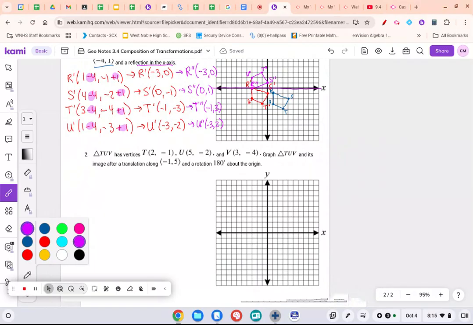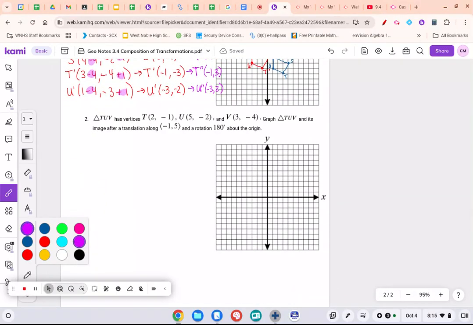All right, pause me again if you haven't tried 2 yet. I'm going to jump right in. For this one, we're plotting triangle TUV, so 2, -1 is T, 5, -2 is U, and 3, -4 is V. Once again, we are translating and then rotating. So, translation, I'm going to do the math. T prime will be 2 - 1, -1 + 5, because we are subtracting 1 from x's and adding 5 to y's.